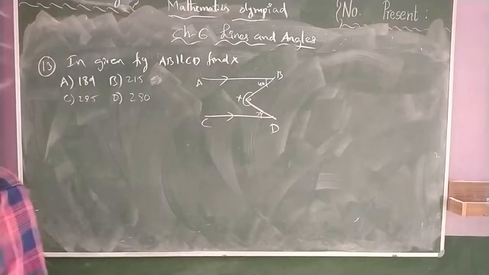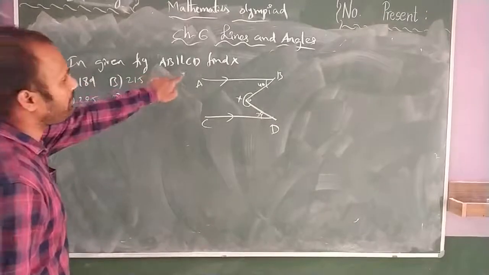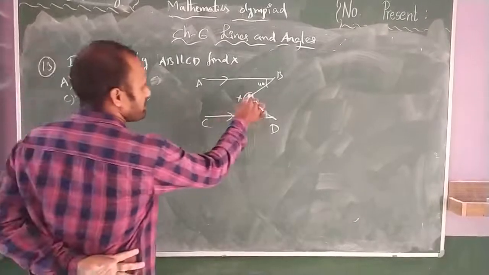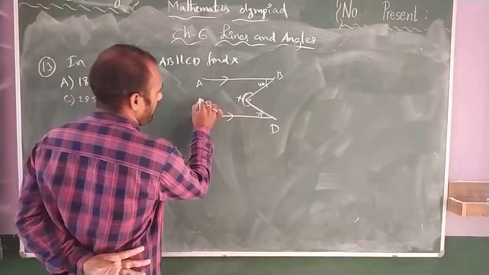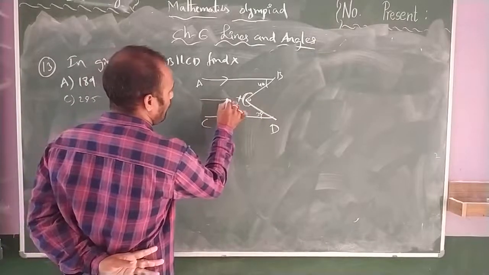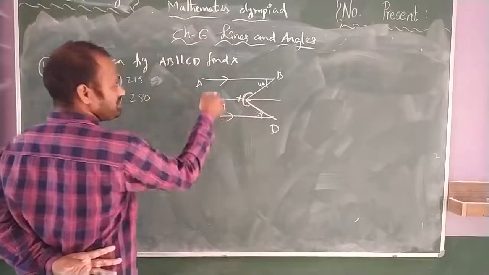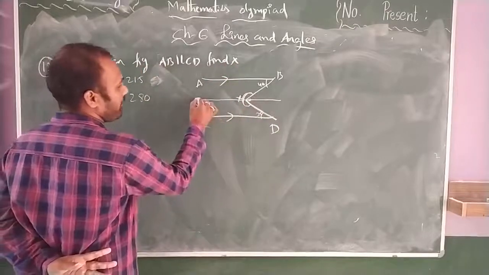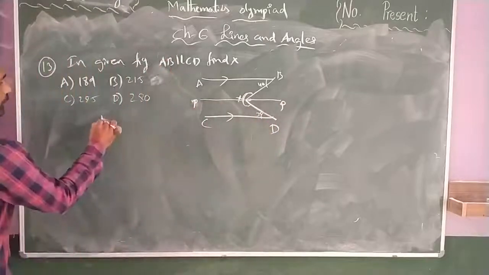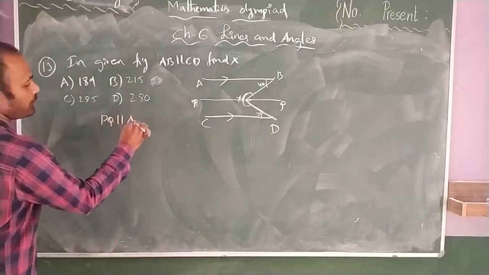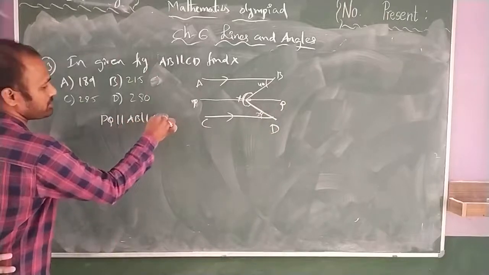Let us see this 13th question. In the given figure, AD is parallel to CD. We need to find out the X value. So for that, what I am going to do is draw a parallel line passing through O, which is parallel to AD as well as CD. I will mention it as PQ. So I am drawing PQ, which is parallel to AD as well as CD. So it is parallel to both.